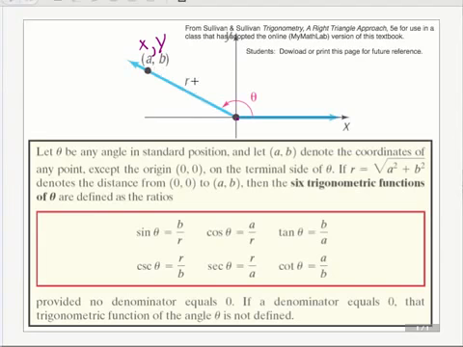This r, in this case, is basically the distance because it is the square root of a squared plus b squared. Now, given that information, we say that the sine of theta is b over r, or you might say it's the y part of the point over the distance r. Cosine is going to be the x part of the point divided by the radius. Tangent is going to be the y part of the point divided by the x, and so forth.